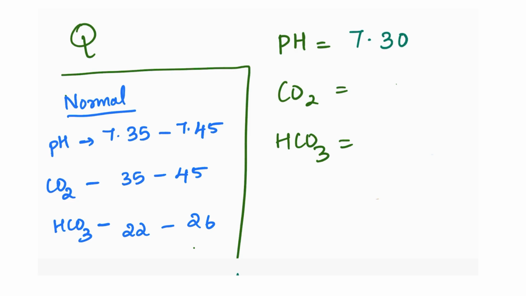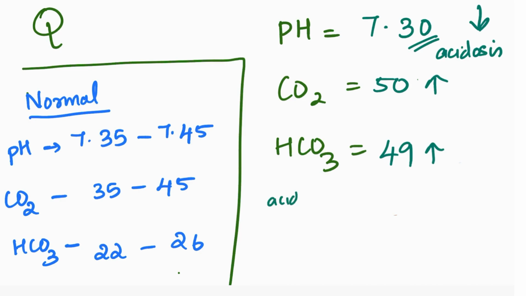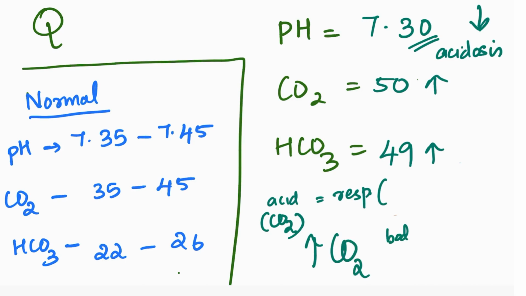Next question: pH is 7.3, carbon dioxide is 50 and bicarb is 49. pH is clearly low, so it is acidosis. We know acidosis means respiratory. Because the body had high acids, or high carbon dioxide, the body tried to compensate by increasing the bicarb. So increased carbon dioxide, body tried to increase the base so that the pH is balanced, so increase the bicarb. That is why it's 49.